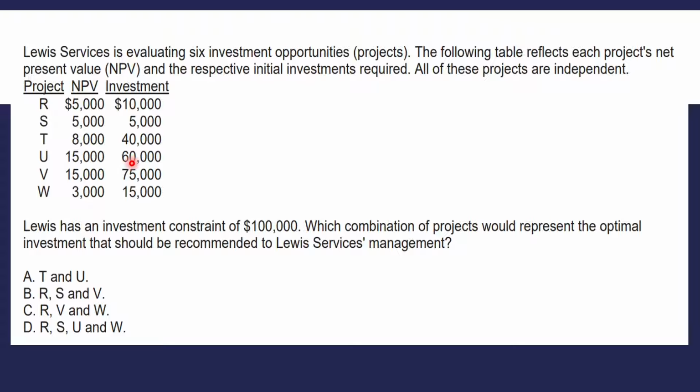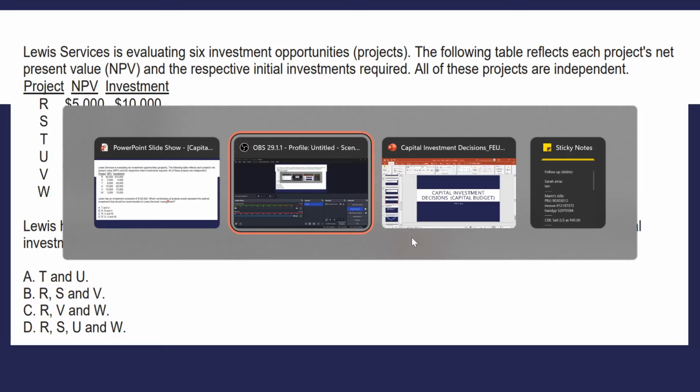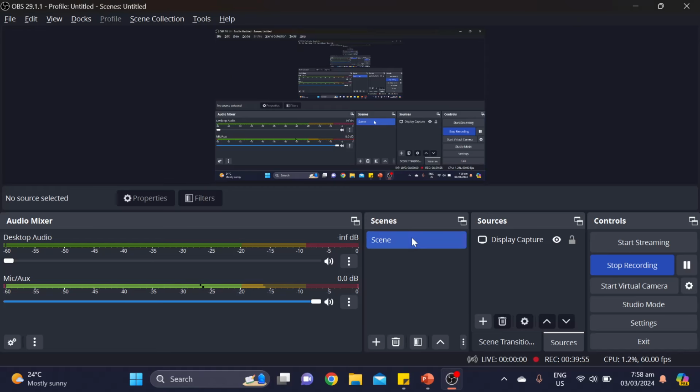While they are independent, we have a constraint in the budget, $100,000 only. Lewis has an investment constraint of $100,000. Which combination of projects would represent the optimal investments that should be recommended to Lewis Services Management? Okay? Sige. I'm going to give you 1 more minute.